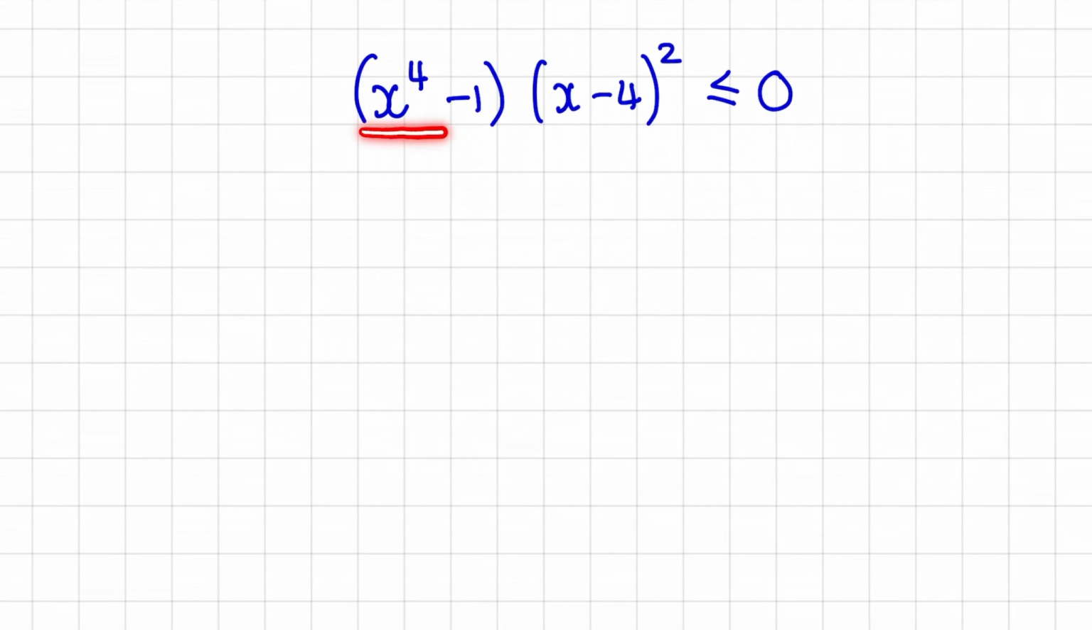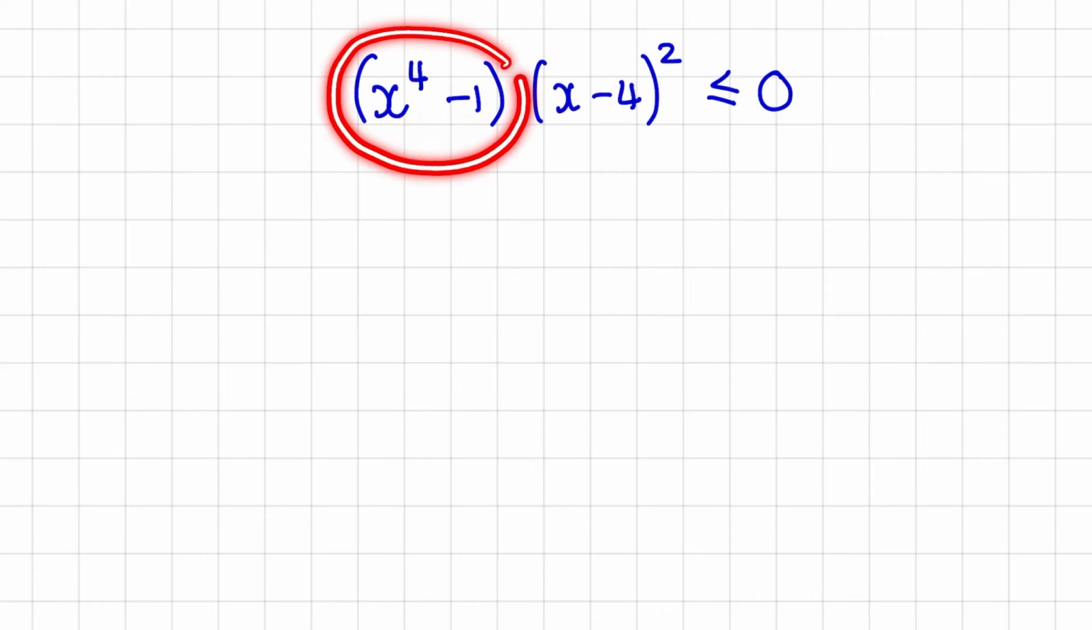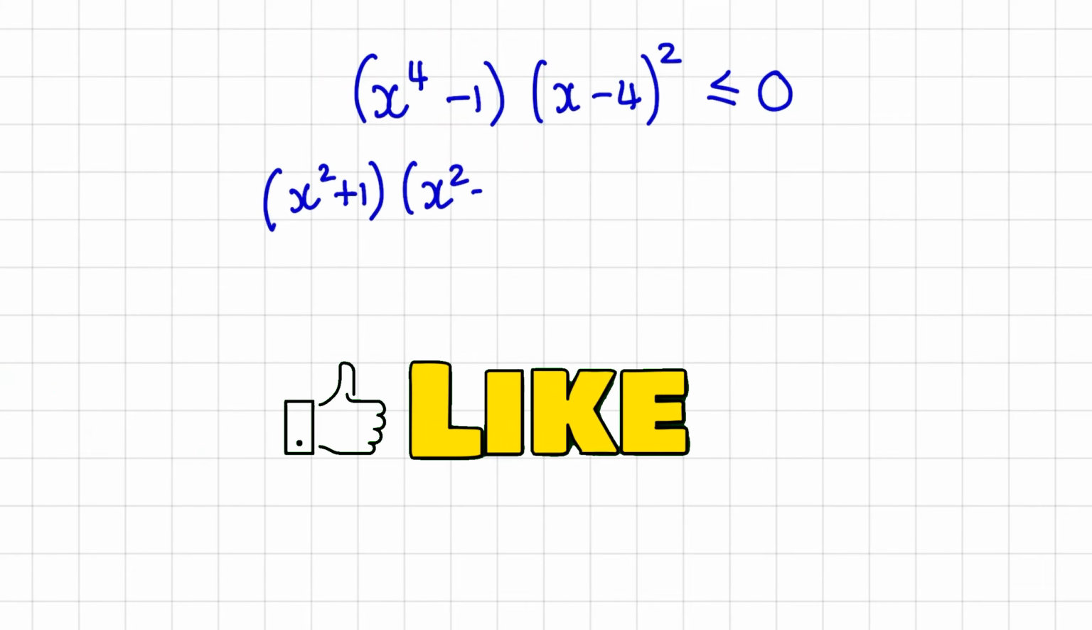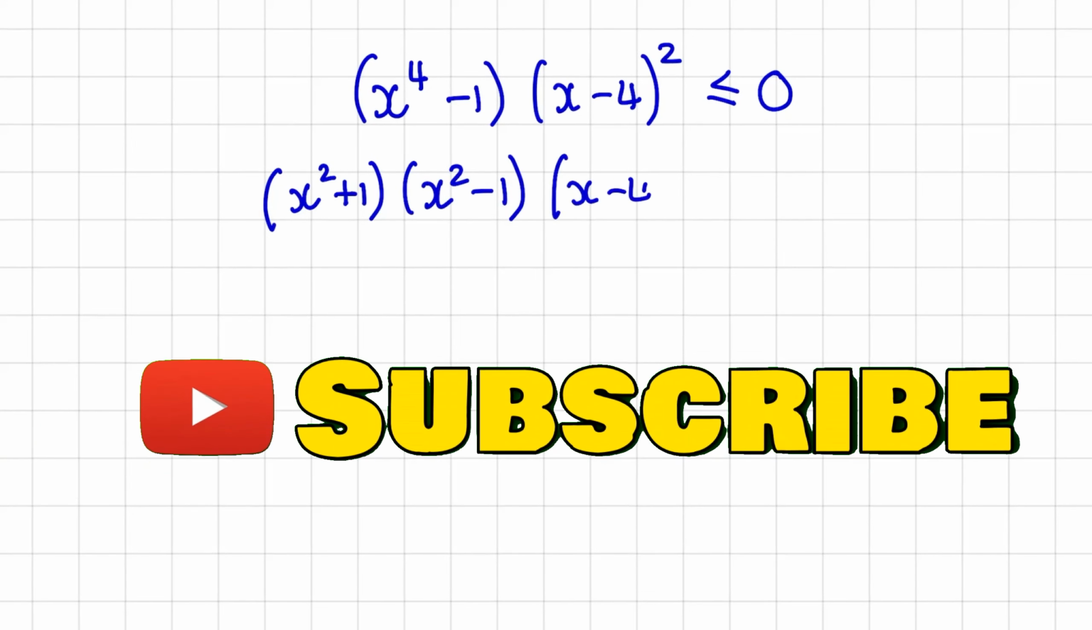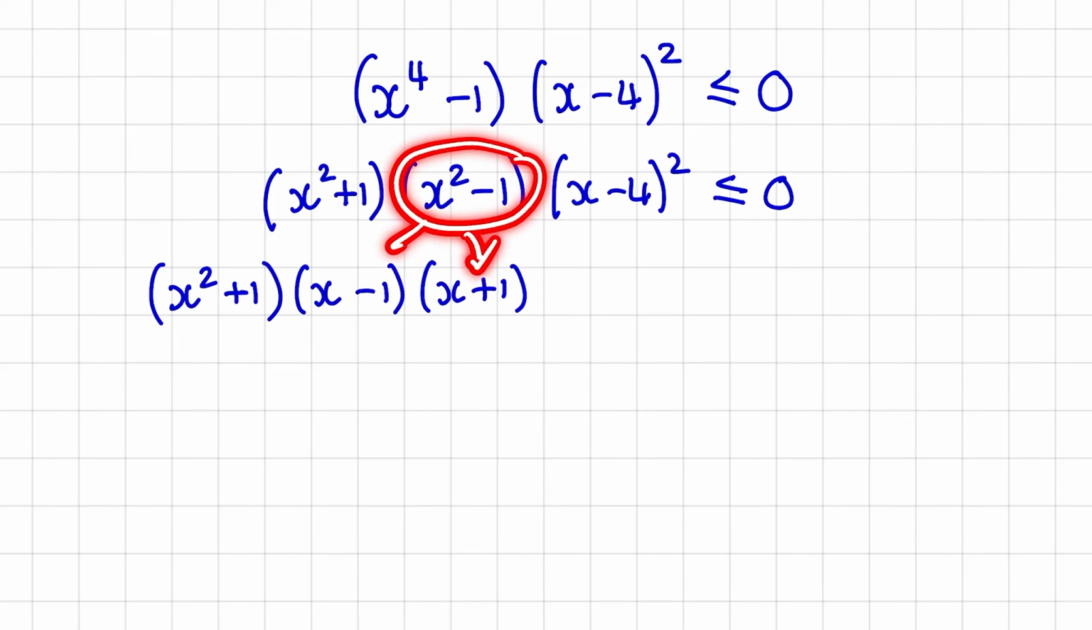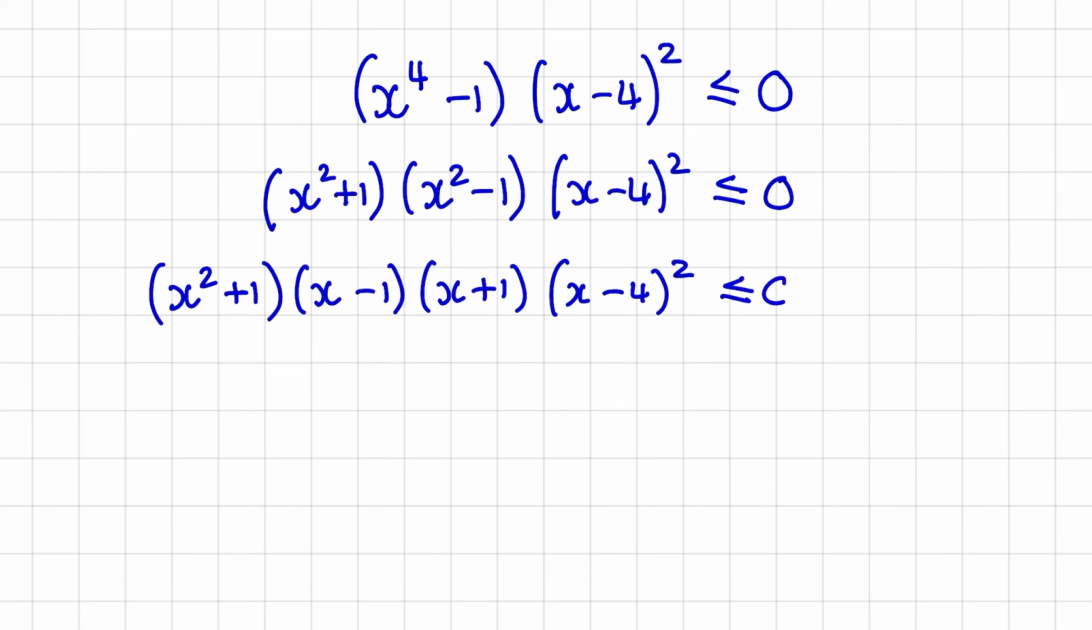So in this video we have x to the power of 4 minus 1, which is a difference of squares, which we can factorize. And when I factorize that bracket, I have (x squared plus 1) times (x squared minus 1), and I keep (x minus 4) squared by itself. Now I notice that my middle bracket is also a difference of 2 squares, which I can factorize. So when I factorize further, I have (x squared plus 1) times (x minus 1) times (x plus 1). So that is x squared minus 1 factorized. And then I have (x minus 4) squared smaller or equal to 0.